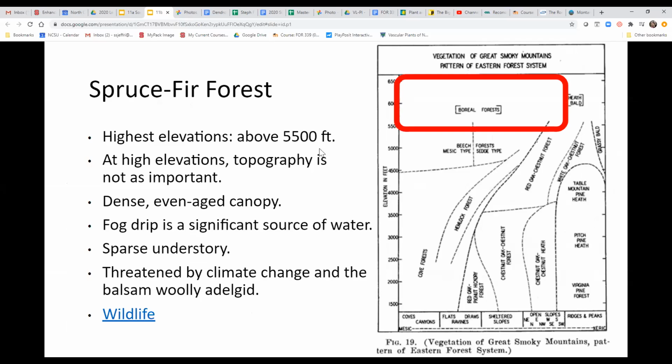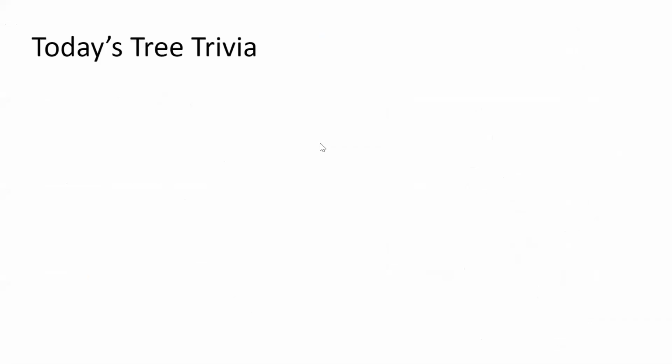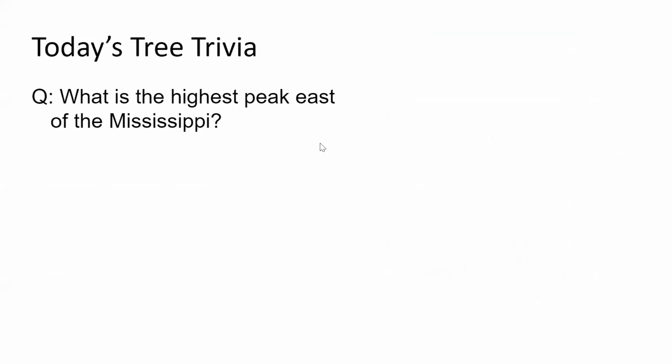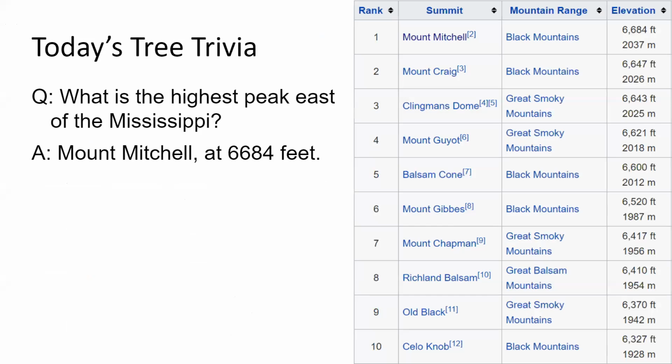So here we have boreal forests at the top of the Whittaker diagram. So quick tree trivia, I've already said the answer. What is the highest peak east of the Mississippi River? So the answer to that is Mount Mitchell, 6,684 feet.